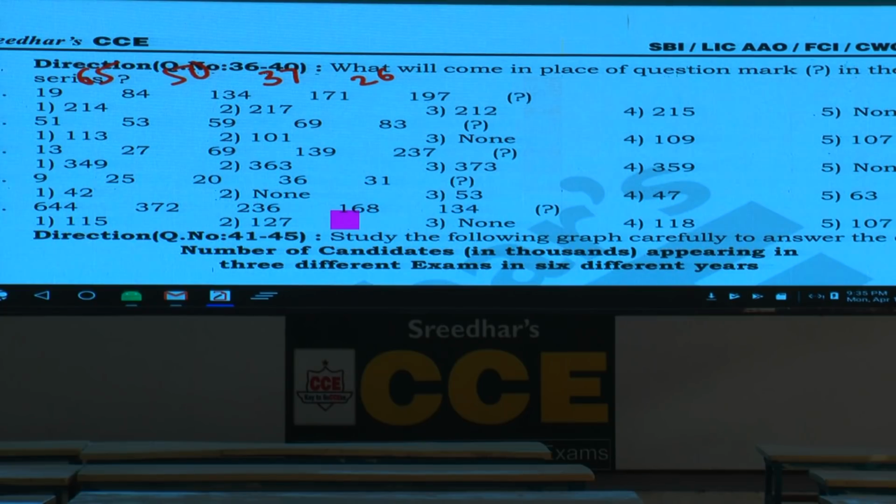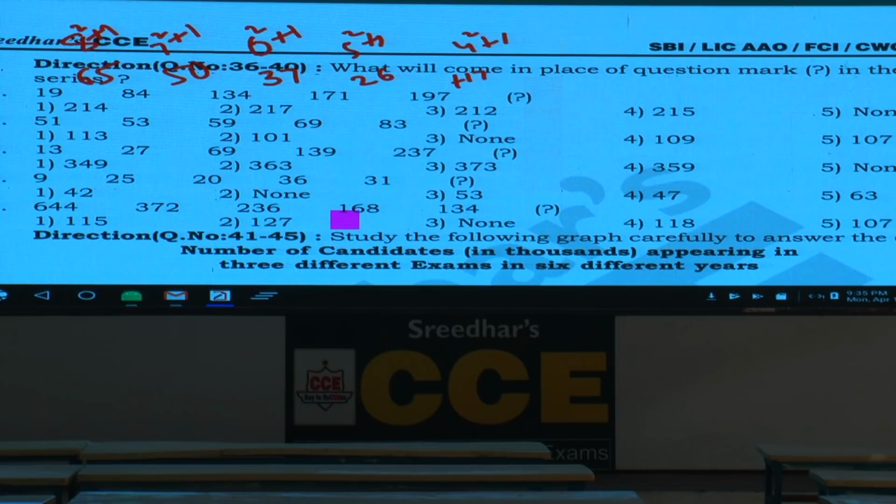These differences can be written as: 65 is 8 square plus 1, 50 is 7 square plus 1, and 37 is 6 square plus 1. Here it is 5 square plus 1. 8, 7, 6, 5. Next difference must be 4 square plus 1. What is 4 square plus 1? 17.